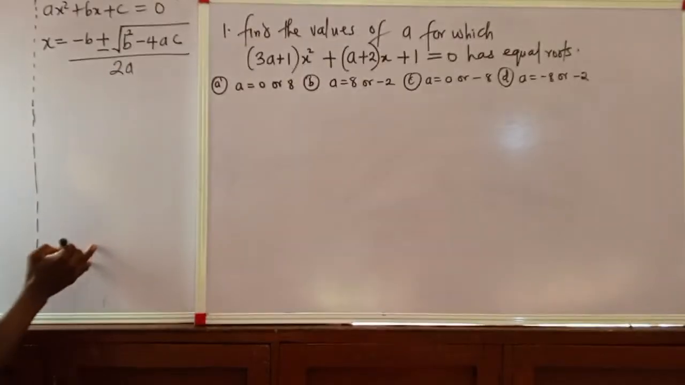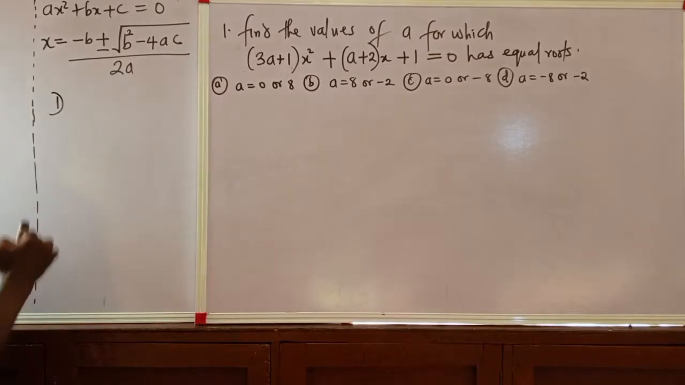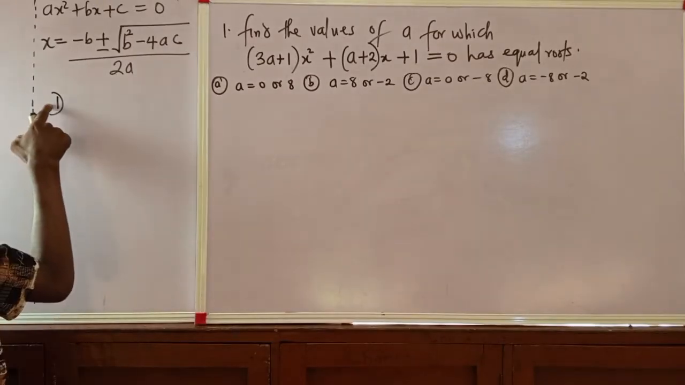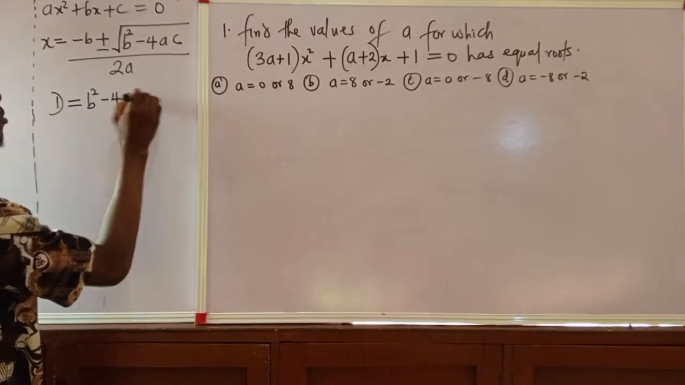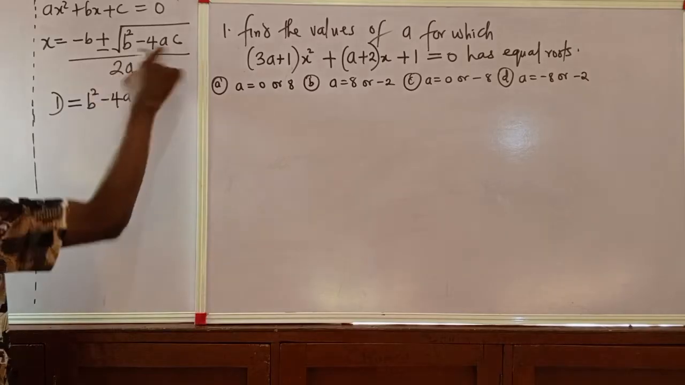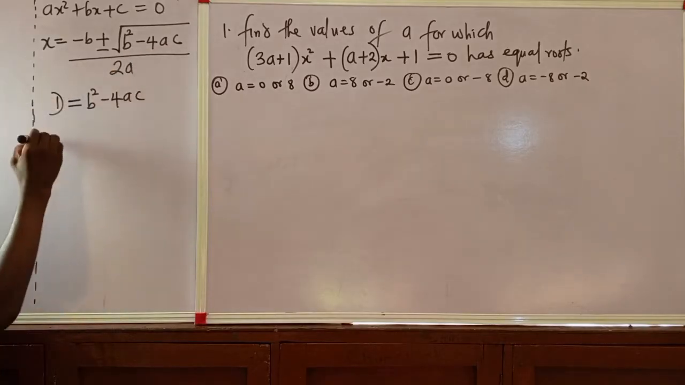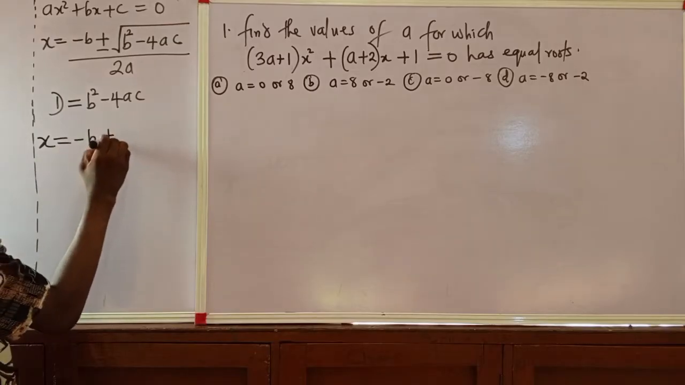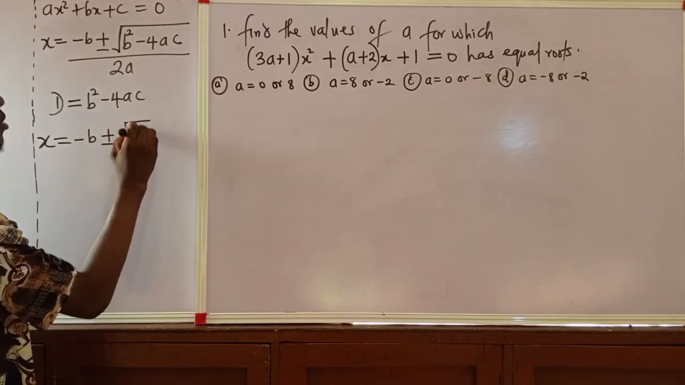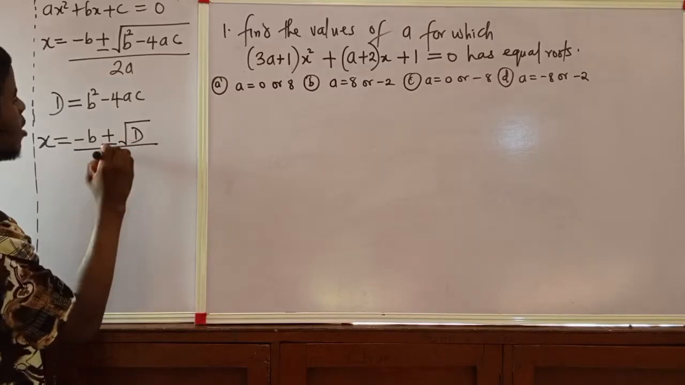2a. Okay, so there is what we call the discriminant of a quadratic equation, D, and the discriminant is equal to b squared minus 4ac. That is what is inside the square root. So I can write this almighty formula as minus b plus or minus the square root of D all divided by 2a.